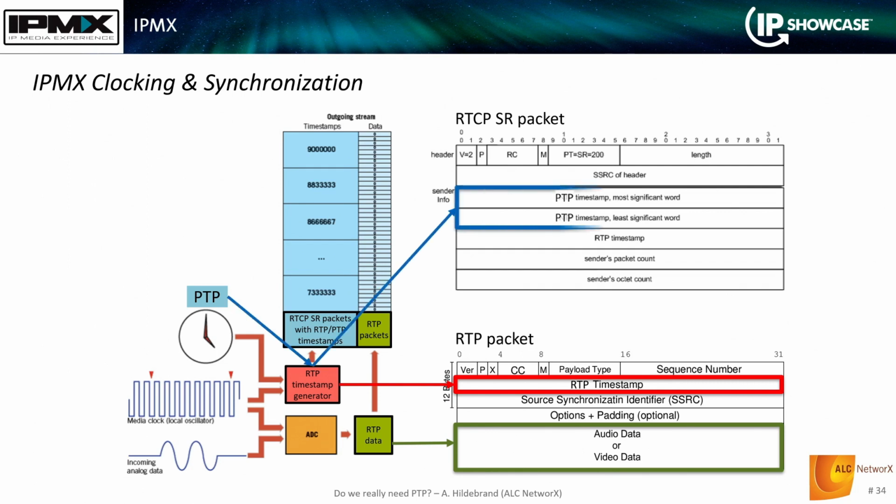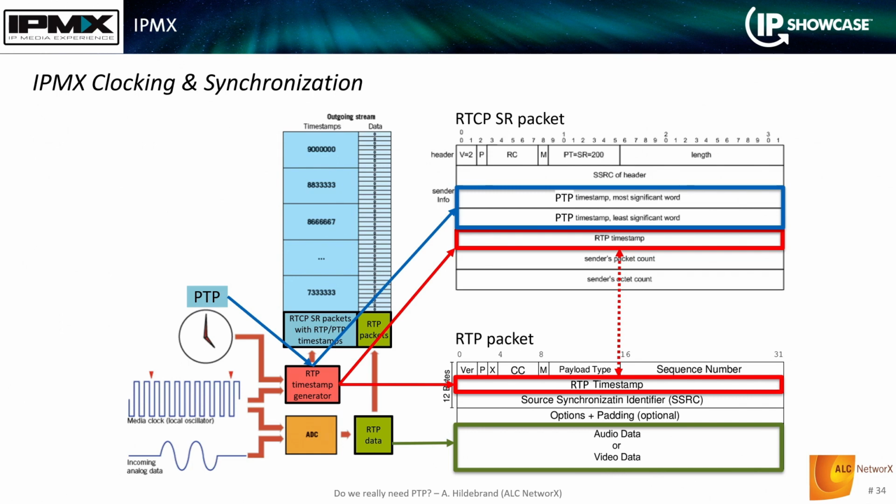And then we have the PTP absolute time information and the RTP time information in the RTCP packet. There's always one RTCP packet per RTP stream, and so the receiver has the information how these incoming packets relate to the absolute time reference. Okay, that's basically that.